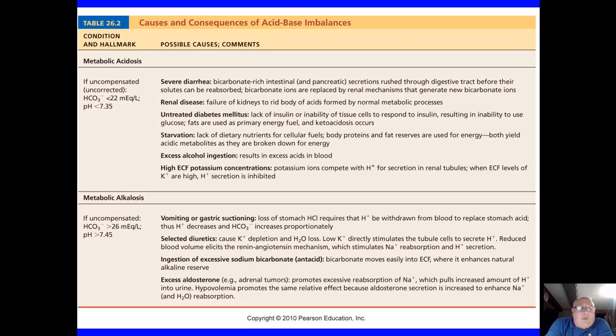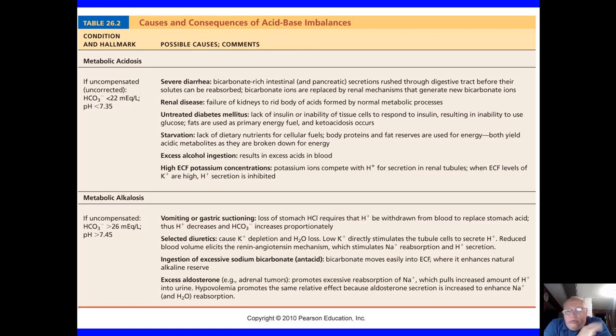How? Well, one of the ways is severe diarrhea. As you are pulling out the bicarbonate-rich intestinal secretions from the system with the diarrhea, you're not having these bicarbonate ions being reabsorbed. They are going to be replaced by the renal mechanisms, which generate new bicarbonate ions as you're attempting to rebalance the system. Renal disease is another one. In that case, it's pretty straightforward. When you have renal disease, the kidneys are not functioning as well, so they're not going to be able to get rid of acids formed by normal metabolic processes.